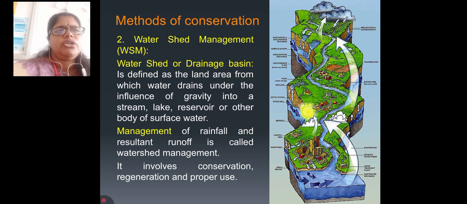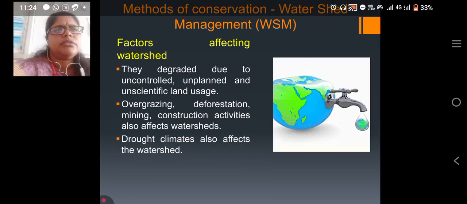A watershed or drainage basin is defined as the land area from which water drains under the influence of gravity into a stream, lake, reservoir or other body of surface water. How do you manage a watershed? The management of the rainfall and resultant runoff is called watershed management. It involves conservation, regeneration and proper use. And you can see the diagram of the watershed management.